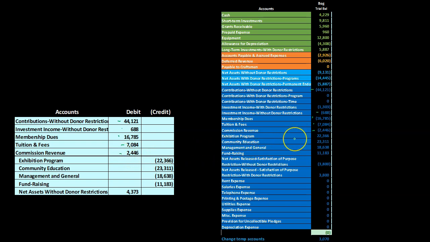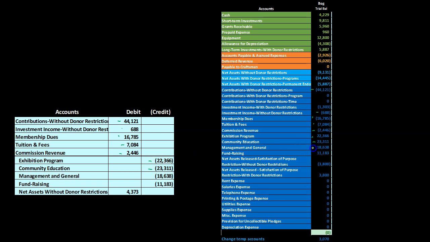Then we have the expense kind of related accounts. We have the 22,366 in exhibition expense. It has a debit. Therefore, we're going to do the opposite thing to it, crediting the exhibition expense to make it go down to 0. We then have the community education. It has a debit in it. We are going to credit it to make it go down.